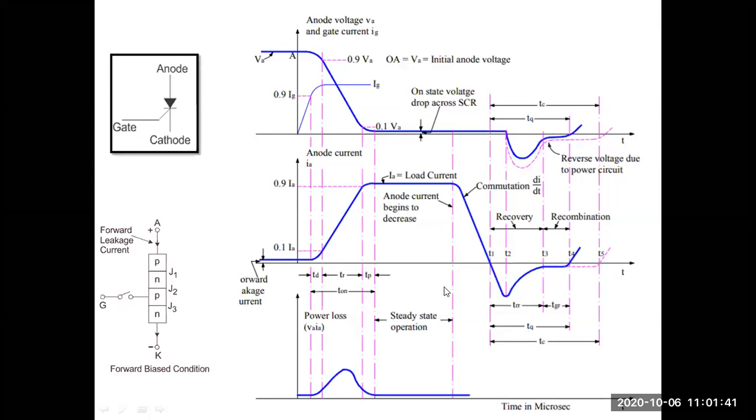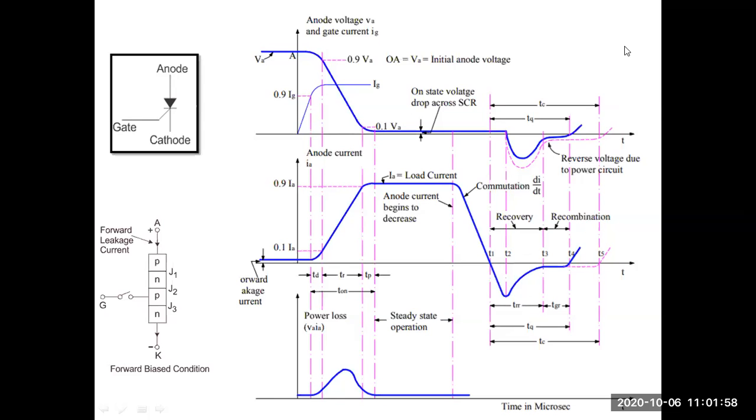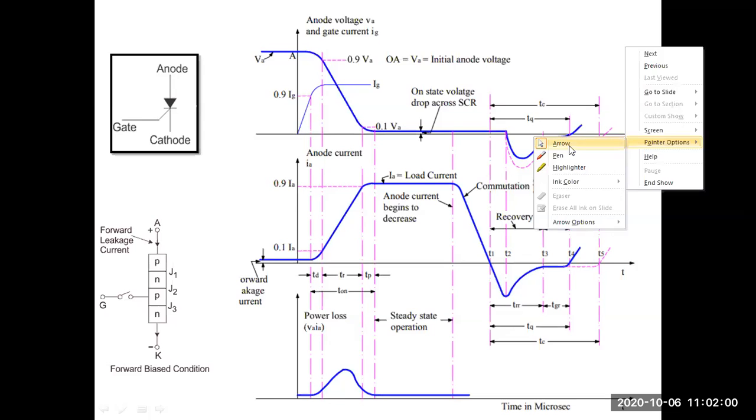So again, as divided in the turn on time, it is a combination of delay time, rise time, and peak time. Here also, the turn off process is segregated into different intervals. Let's look into them one by one.